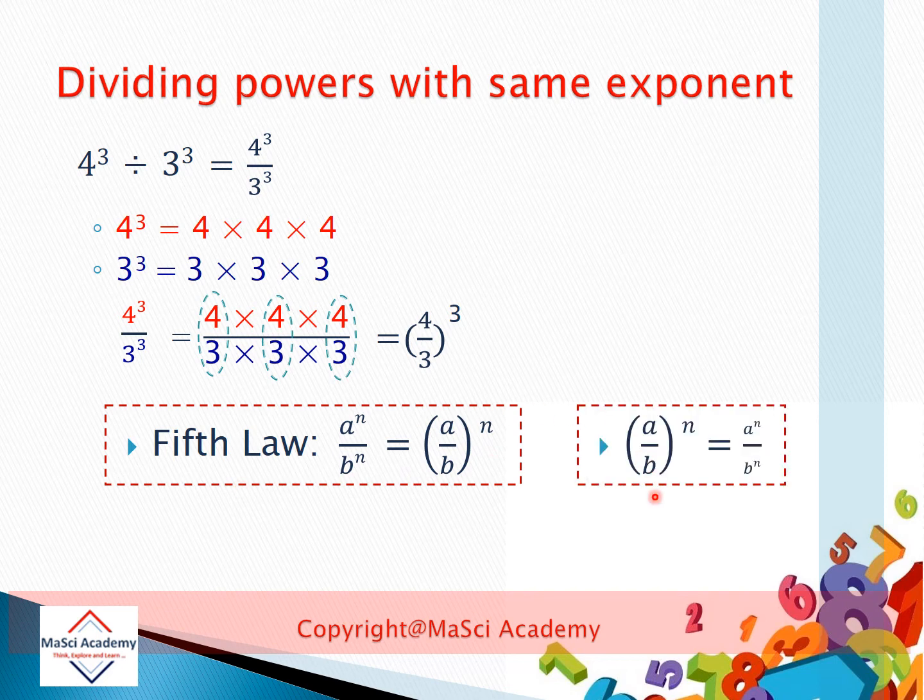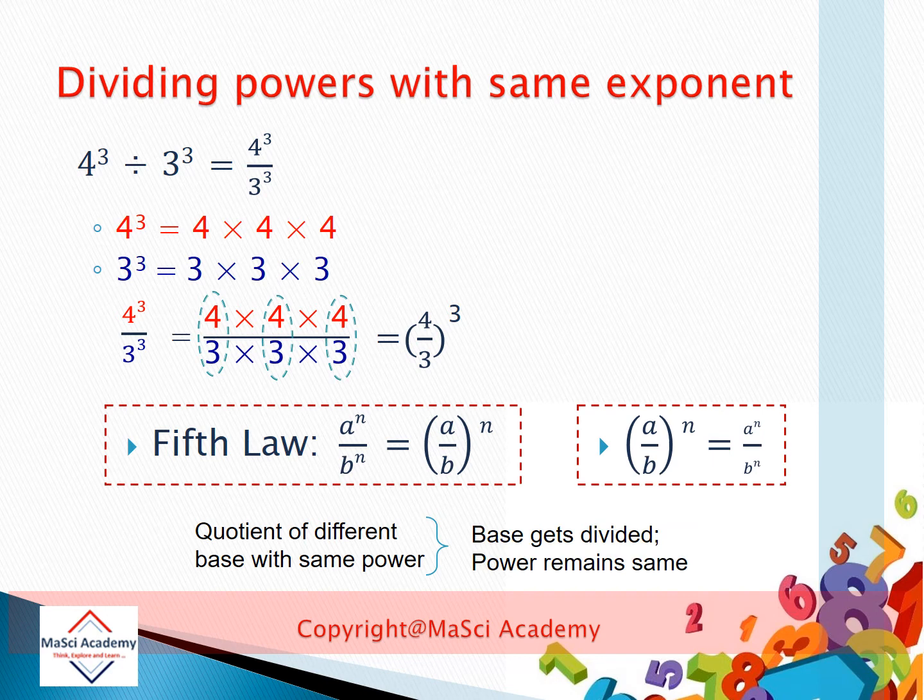The reverse of this, if we see a upon b whole to the power n, is the same as a to the power n upon b to the power n. We can use the fifth law in either of these forms further for simplification. So the quotient of different bases with the same power involves the bases getting divided and the power remaining the same.